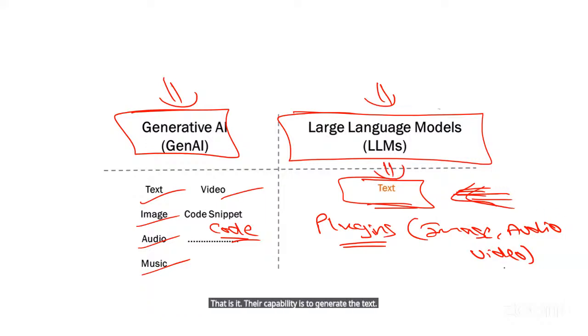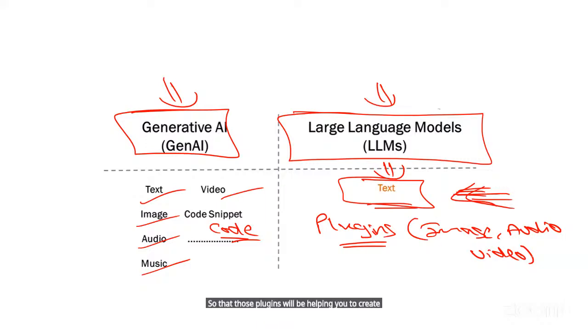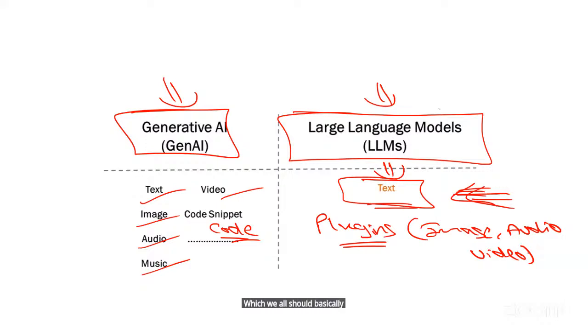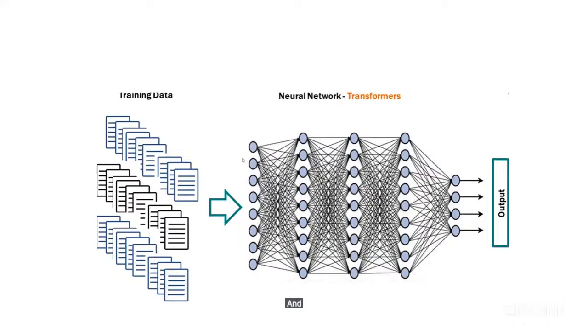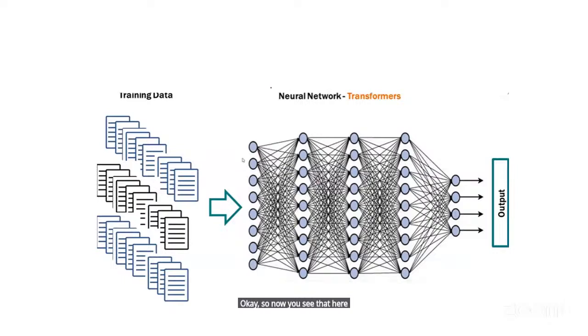Now, whatever image, audio, or video you want, LLMs like ChatGPT, Copilot, and Gemini use plugins at the back end, so that those plugins help you create all of these things without any concerns or constraints. That is the understanding which we all should be aware of. That's the significance of your LLMs. That's how you can generate the text and read the content, whatever is needed.